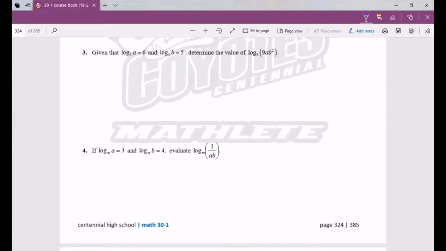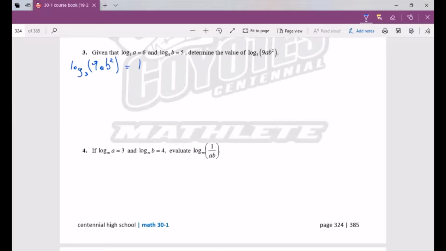Number 3. Given that log a base 3 is 6 and log b base 3 is 5, determine the value of log 9ab squared base 3. There's a couple of different ways of doing this. Personally, I would prefer this approach. Let's start with what we're trying to express. We're trying to find the value of log 9ab squared base 3. So let's start with that, and then let's modify it and show what it's equal to.